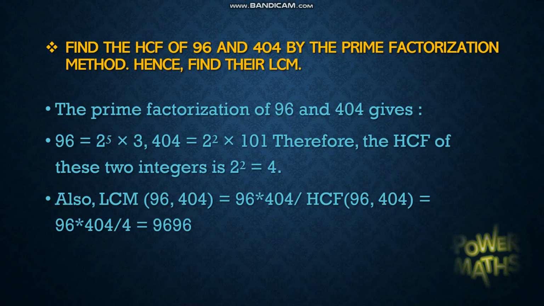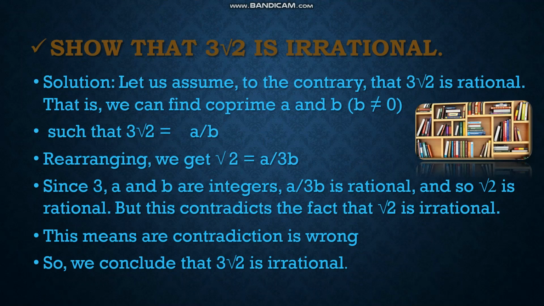Our next example is: find the HCF of 96 and 404 by the prime factorization method. Hence, find their LCM. The prime factorization of 96 and 404: 96 equals 2 to the power 5 into 3, and 404 equals 2 to the power 2 into 101. Therefore, the HCF of these two integers is 4. Also, HCF into LCM gives us the product of the two numbers. Therefore, after putting the values and solving it, the answer comes to be 9696.